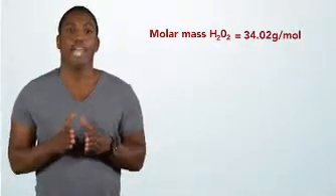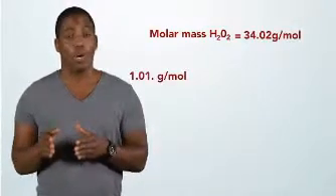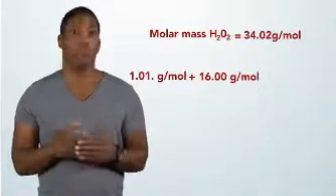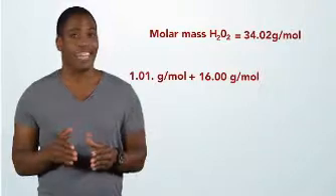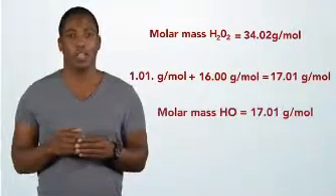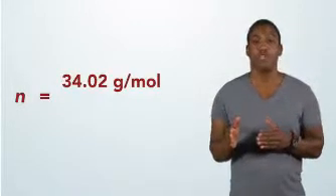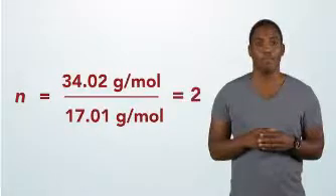We get that number by adding up the atomic mass of both hydrogen, which is 1.01 grams per mole, and oxygen, which is 16 grams per mole. That means the molar mass of the empirical formula unit is 17.01 grams per mole. Now, let's find the whole number N by dividing the molar mass of the compound by the molar mass of the empirical formula unit. That gives us 2 as the whole number N.